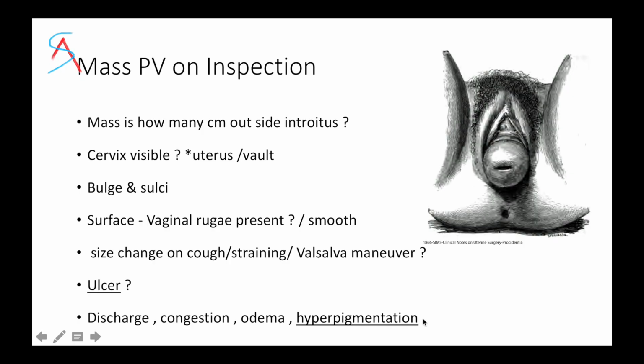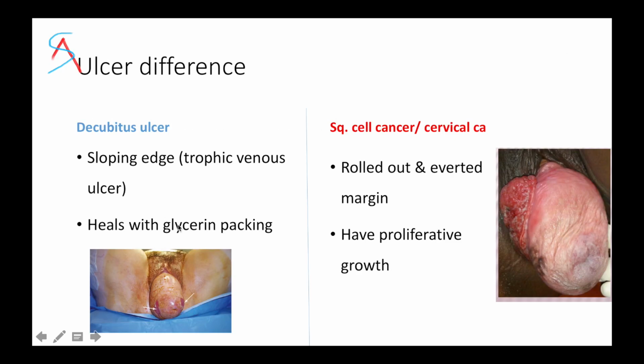If there is an old or very chronic prolapse, it can result in hyperpigmentation over the mass. The ulcer which is generally present would be a decubitus ulcer, which is a trophic ulcer. So the edge would be sloping and it will heal with crystalline package. If there is a squamous cell carcinoma of the vagina or cervix, then the margins would be rolled out and everted. This is how you differentiate between a decubitus ulcer and a squamous cell carcinoma ulcer.